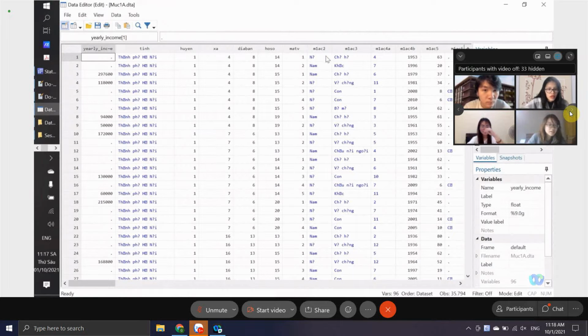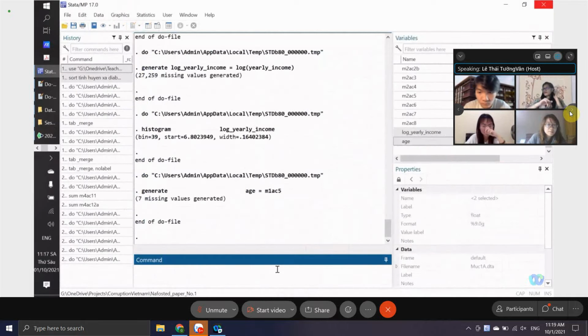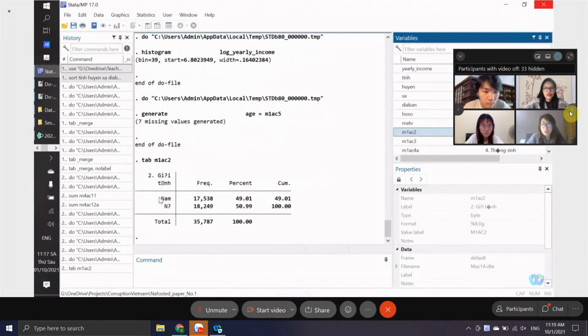Ladies and gentlemen, gender is in M1 AC2, so it's tab. It will be nam and nữ.